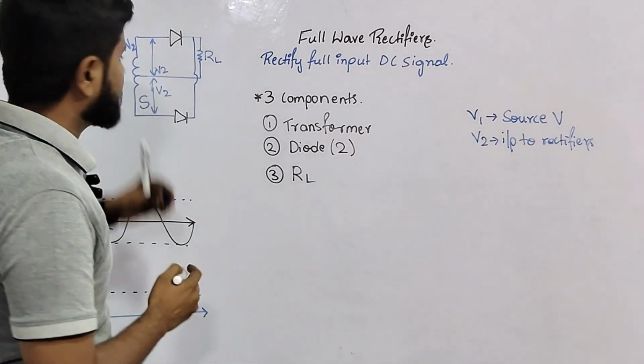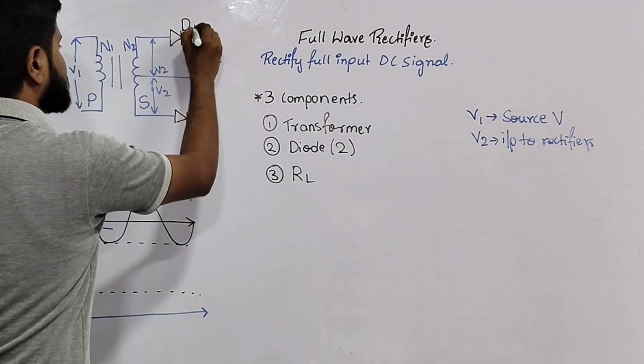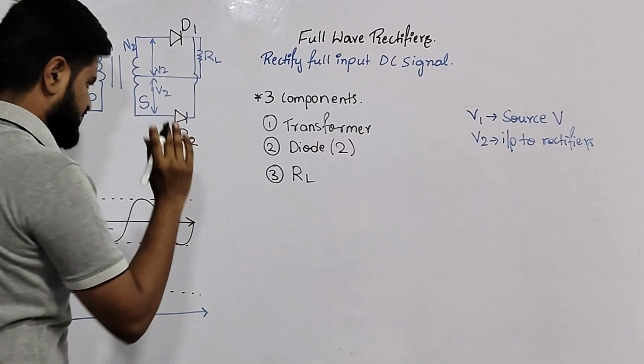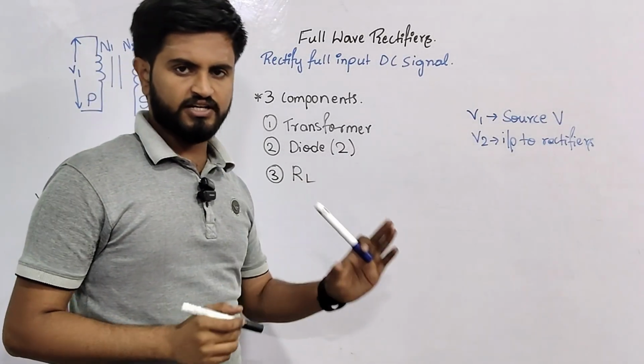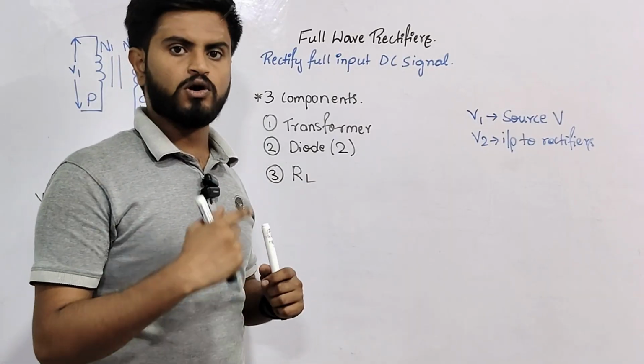Let's name the diodes so that we will not be confused. I will call this one D1 and this one D2. Now we have constructed the full wave rectifier. Let's see its operation, or working.